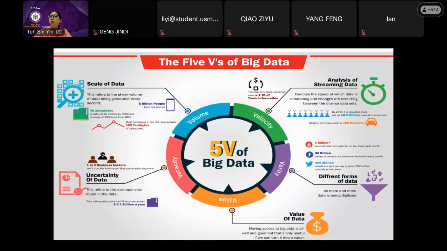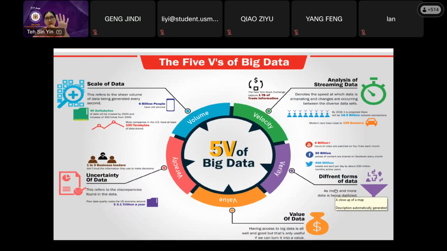Okay? Now, the next thing we are going to learn is the 5V of big data. In the textbook, there are 4V, but after that, people have extended to 5V, 6V, even 7V. You can find it from the internet or from articles. For your syllabus, we want you to focus on the 5V. You need to know these 5V.